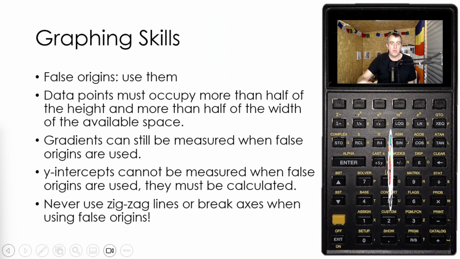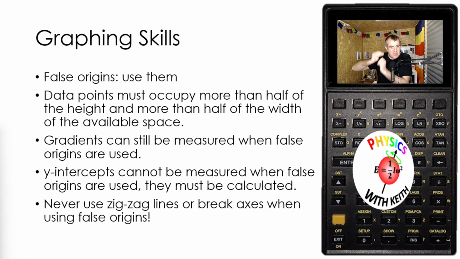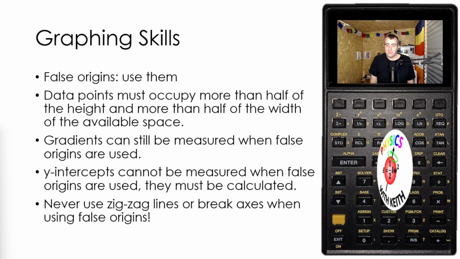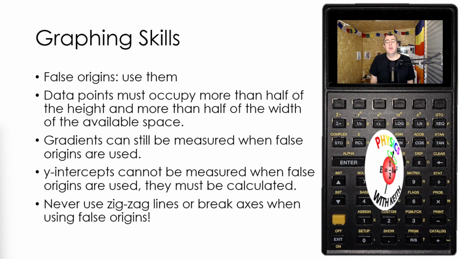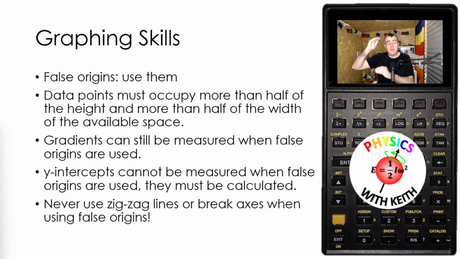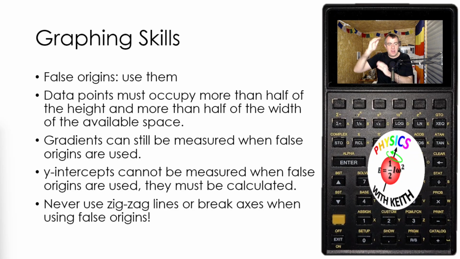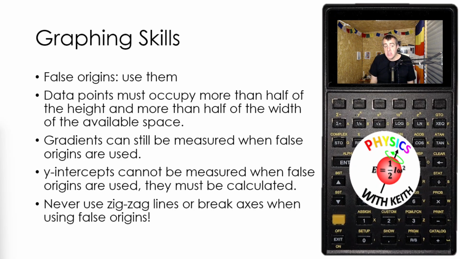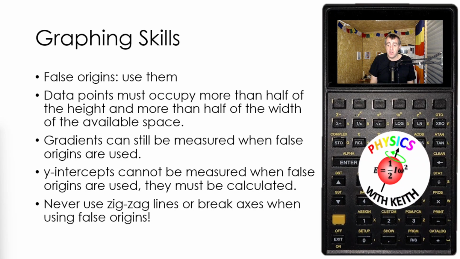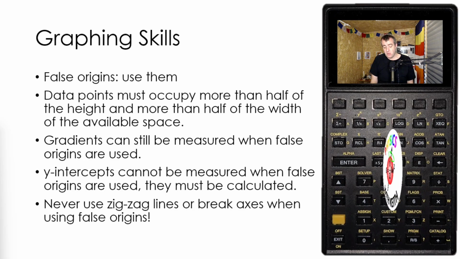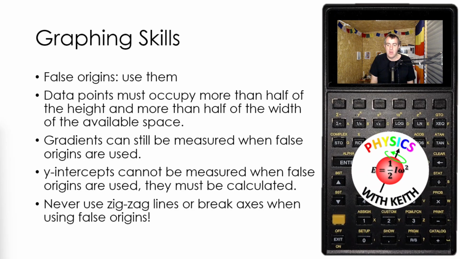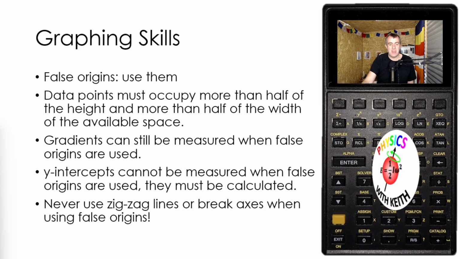Now, what we want is to space out the data. So we have to use false origins where we can, and we want to ideally have more than half the paper filled with data points vertically and horizontally. We can measure gradients when we've got false origins, but we can't measure y-intercepts. So we have to then calculate the y-intercept by using y equals mx plus c. And as I've said there, never break the axes.